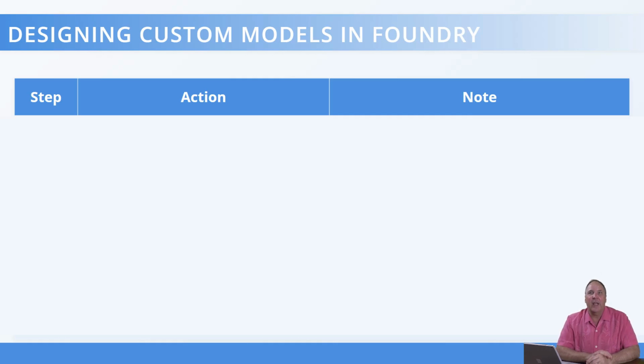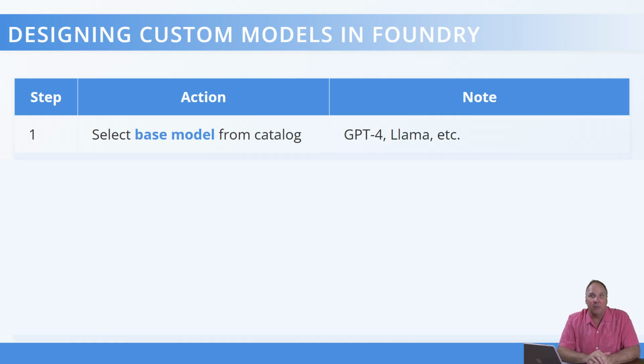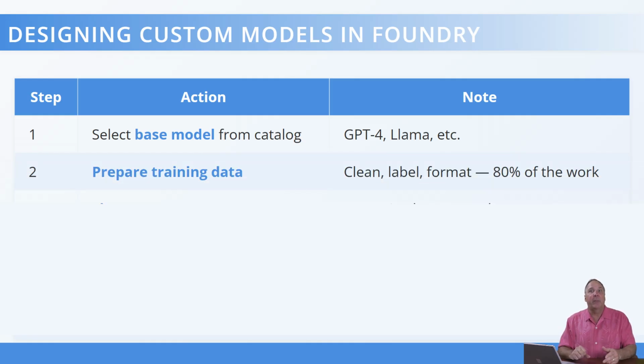Here's how the Azure AI Foundry process works. Step 1, select a base model from the catalog. You're not training from scratch. You're starting with GPT-4 or open source Llama or another foundation model. Step 2, prepare your training data. This is where most of the work is going to happen. You're going to take that data, clean it, label it, format it for your domain. Garbage in, garbage out applies, and that's double for fine-tuning.